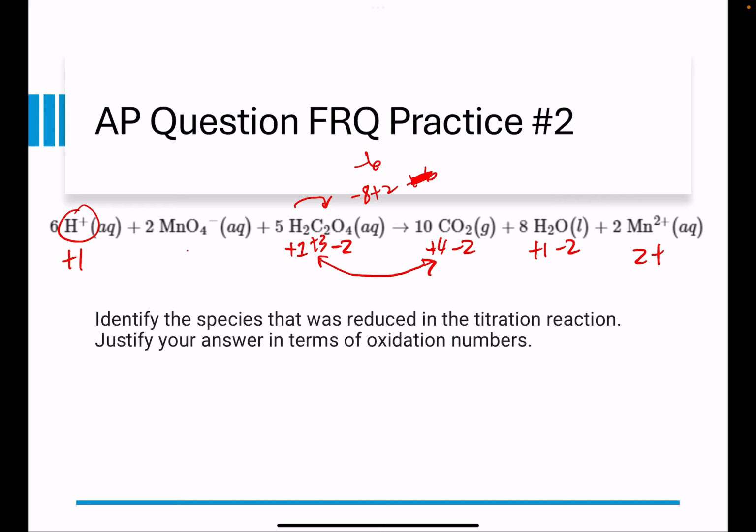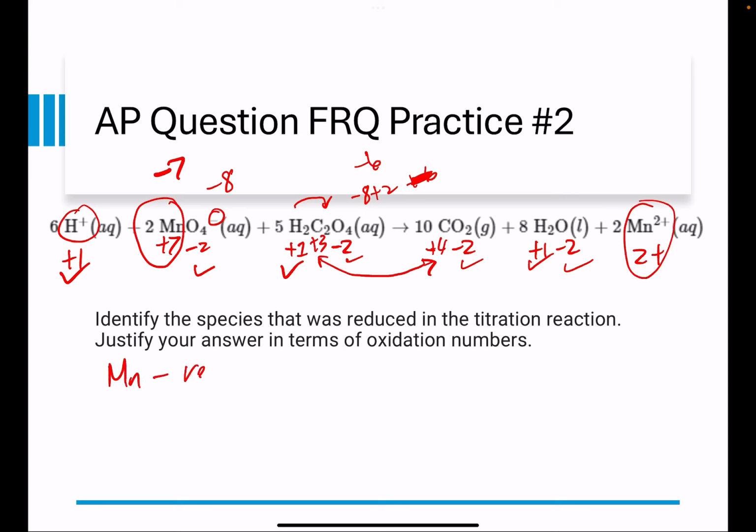So this one, -2, so you have -8, but you have a -1 charge, so you have -7. So this one's gonna be +7 in order to balance it out. Okay, we have all the oxidation numbers. Let's check them out, right? So H's always stay the same. Oxygen pretty much always stays the same, and that's what we set up to find those. So in this case, our Mn is gonna be reduced, and our carbon is gonna be oxidized.